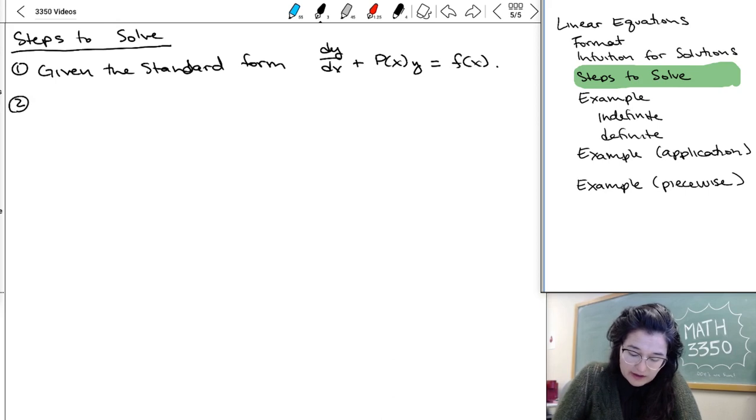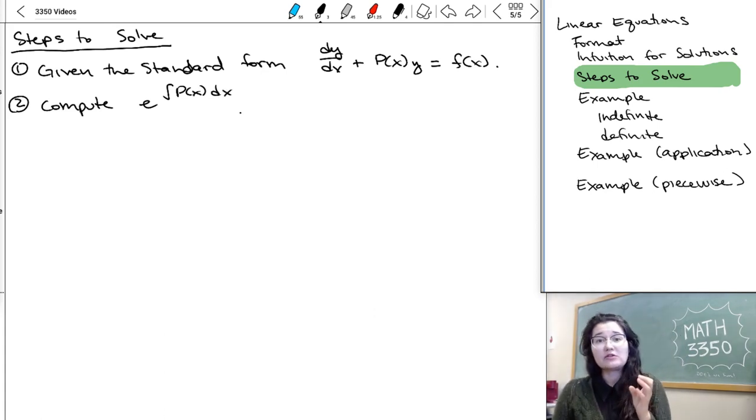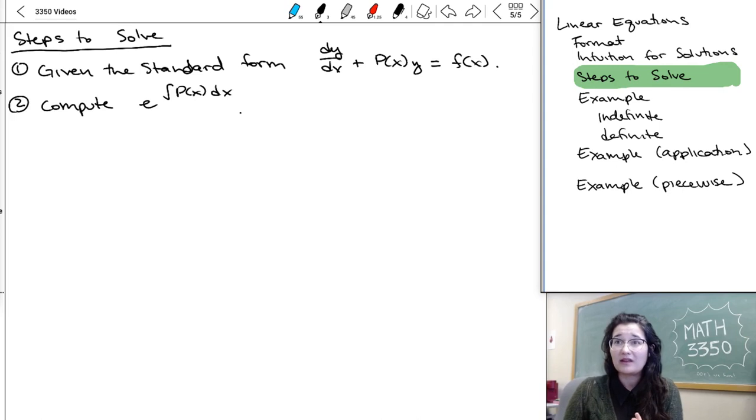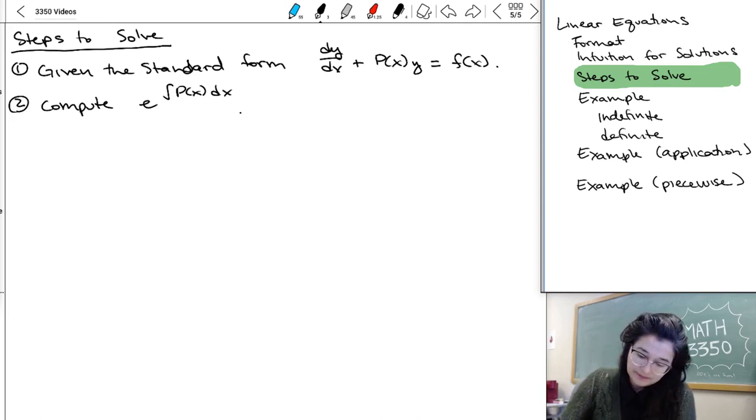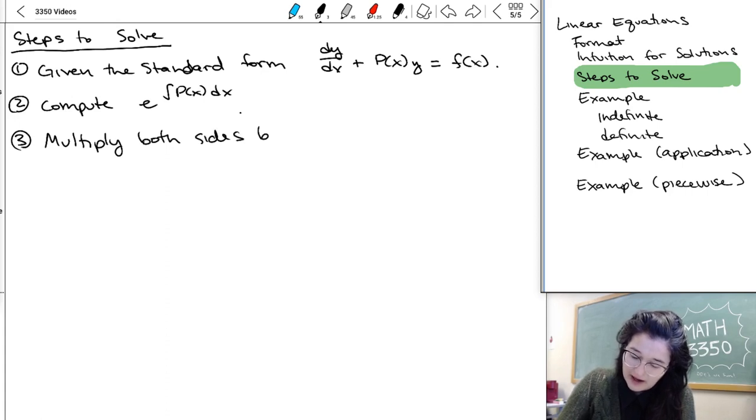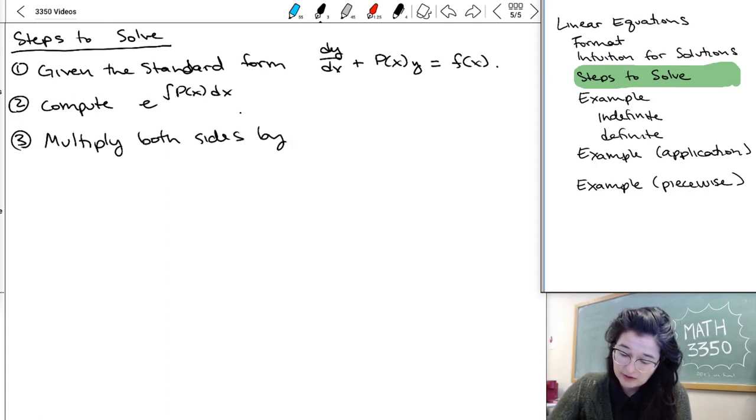And then we're going to compute e to the integral of p of x dx. Since the whole solution depends on p, that's why it's important that you are in that standard form when you pick what p is. And then we're going to multiply both sides of our differential equation by that exponential term we just computed.